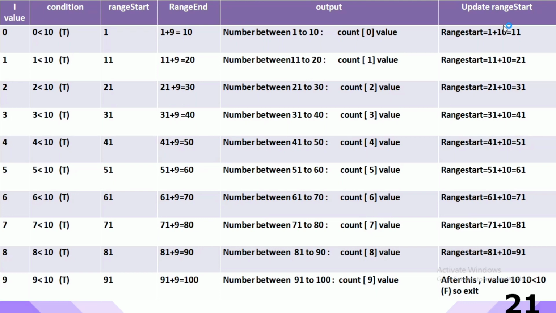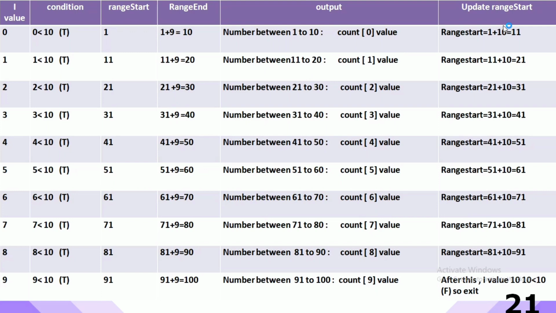Iteration 2, i equals 1. Now range start is 11, the updated value from the previous iteration. The condition 1 is less than 10 is true, so we enter the loop again. Range end is calculated as range start plus 9, which is 20. The message "numbers between 11 to 20" and the value in count[1] is printed. Then range start is updated to 21.